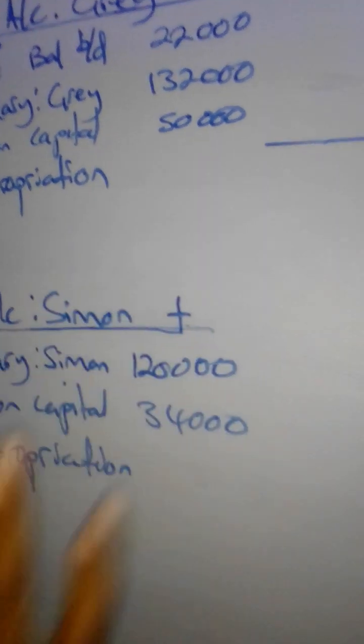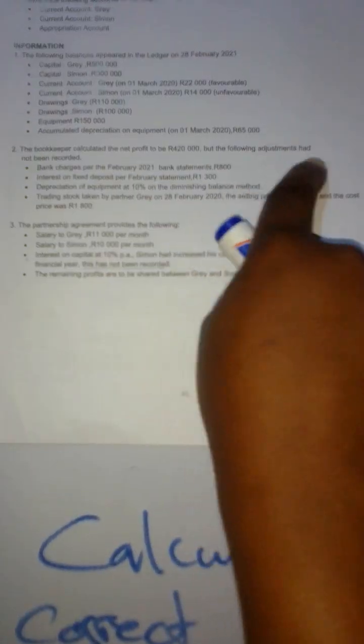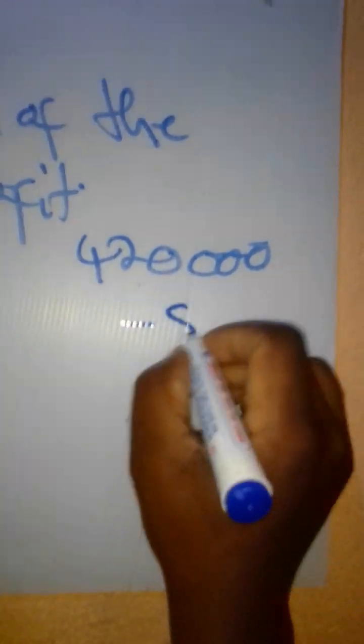Okay, first of all, now we need the net profit, the corrected net profit. Let's look at the net profit that we are given. The net profit that we are given is 420,000. And then there are items on number 2. They are saying the bookkeeper calculated the net profit to be 420,000, but the following adjustment had not been recorded. The first adjustment is saying bank charges per the February 21 bank statement, it was 800. Bank charges are actually expenses. If they were not recorded, if we record them, they are going to bring a minus 800.